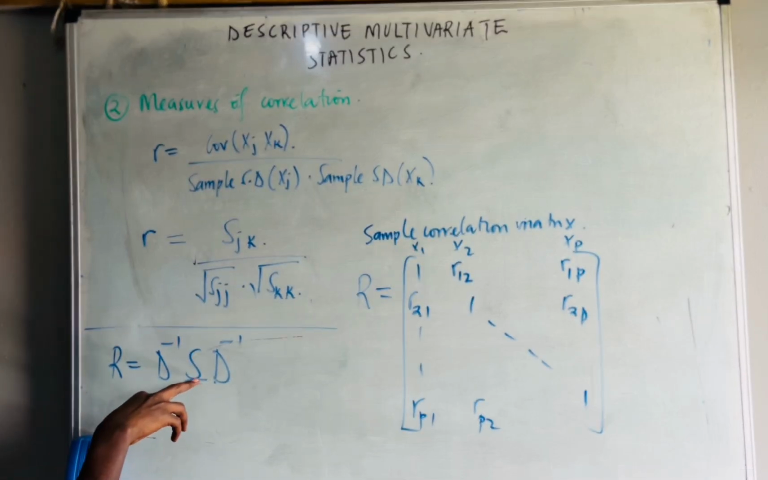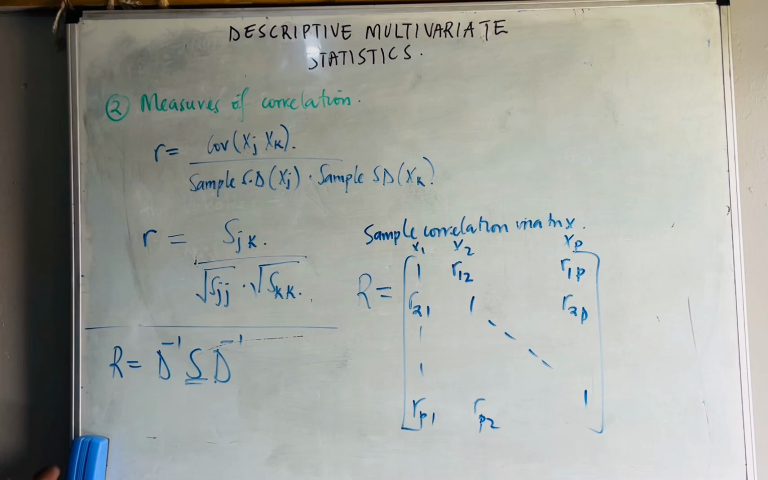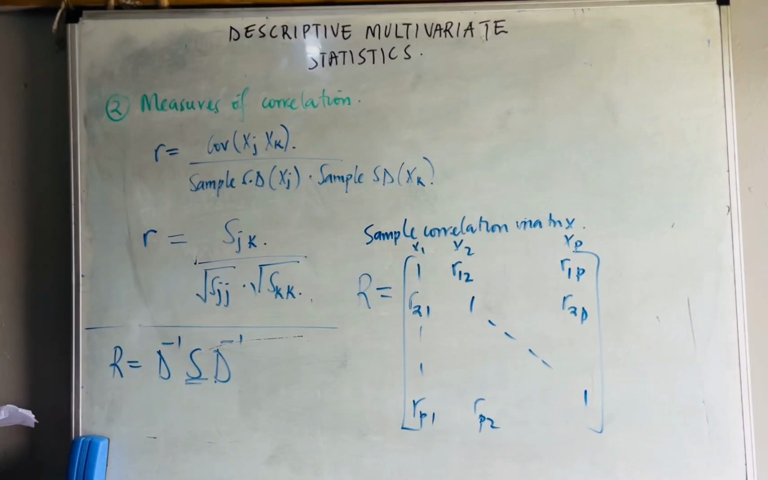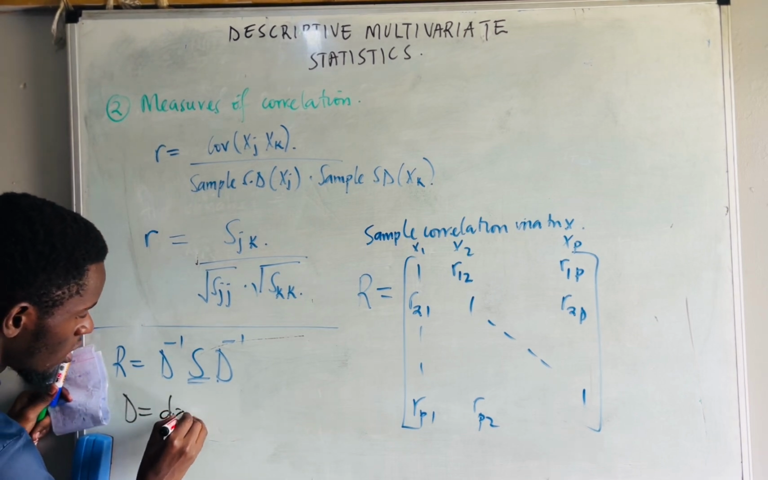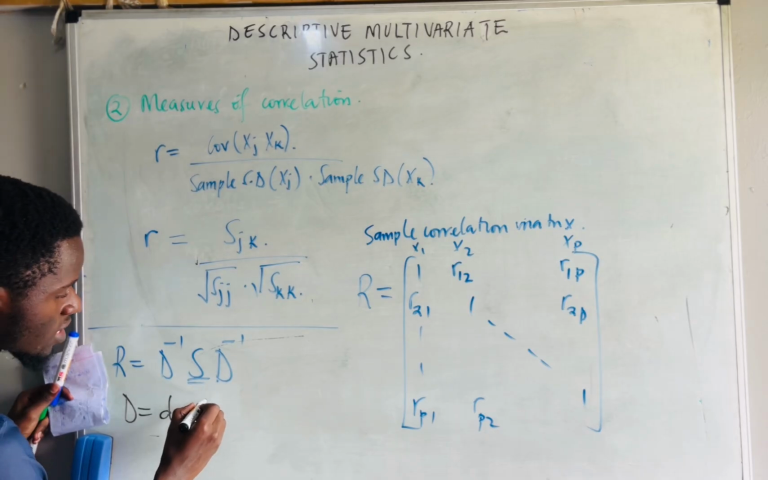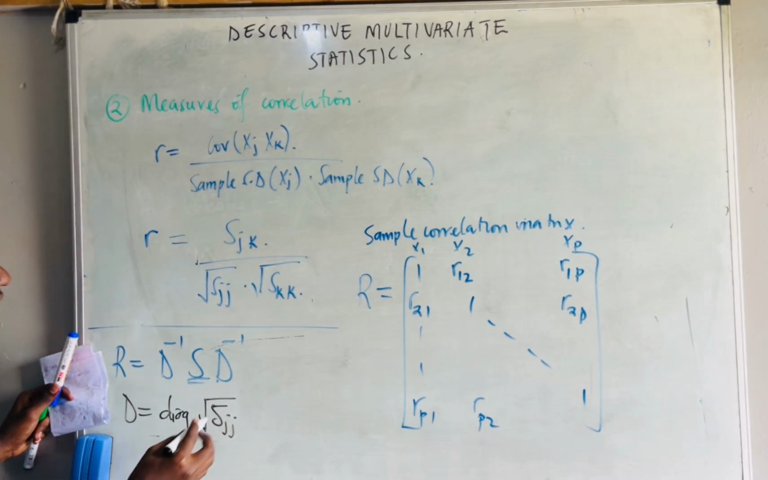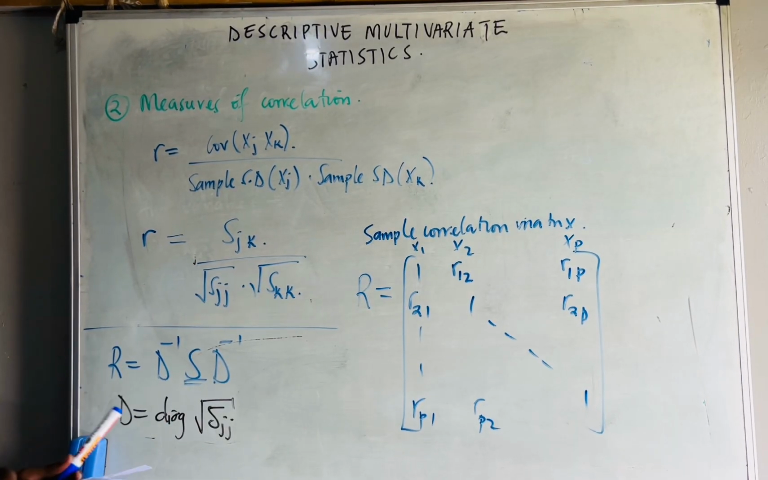If you have the sample covariance matrix, you can easily get the R matrix, which is the sample correlation matrix, by first getting the D. This D is the diagonal. The D matrix is the diagonal of the S matrix, but containing diagonal elements as the square root of s_jj. We just need to get the S matrix, which is the sample covariance matrix.